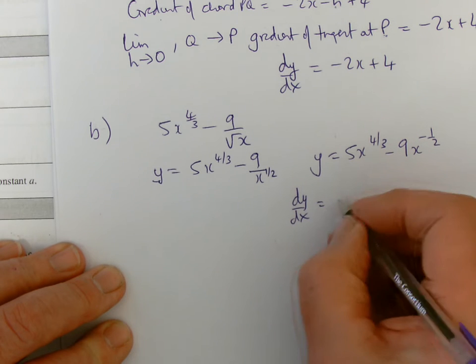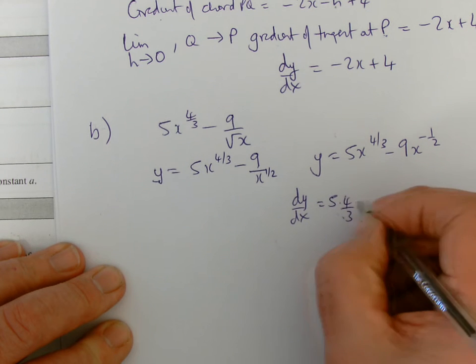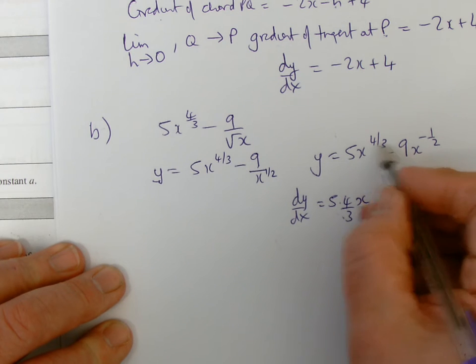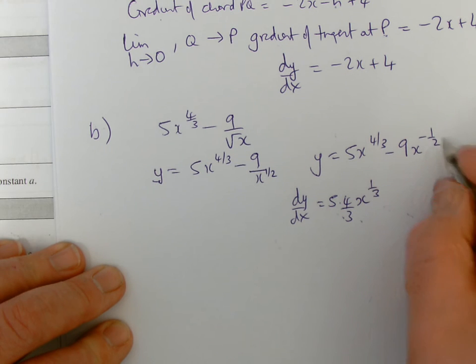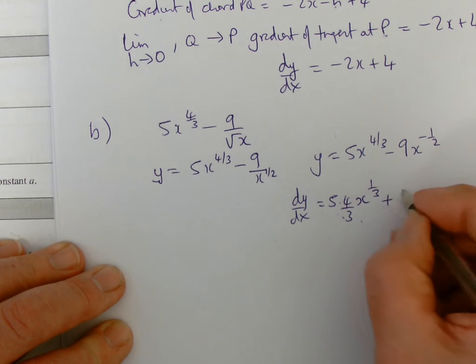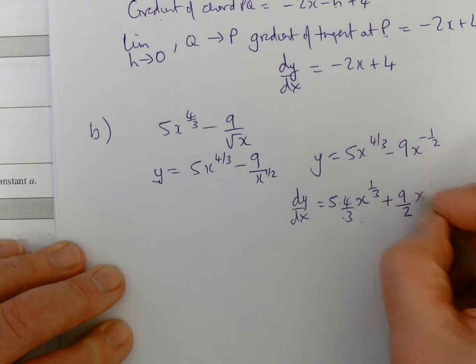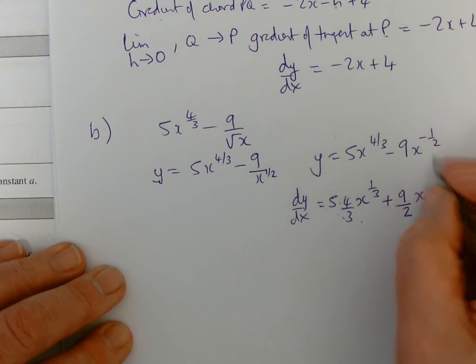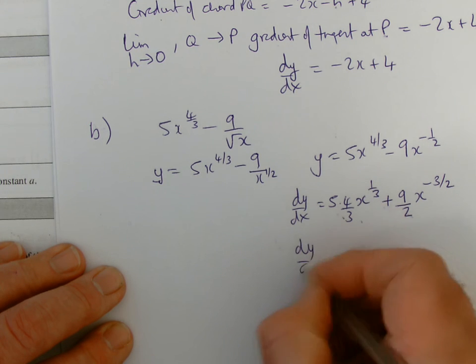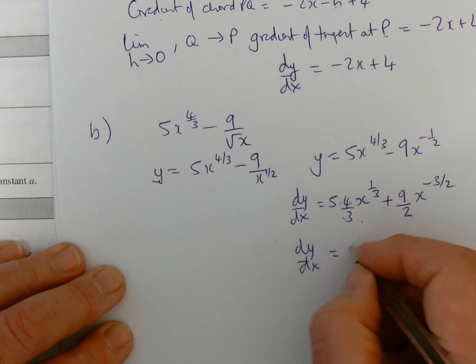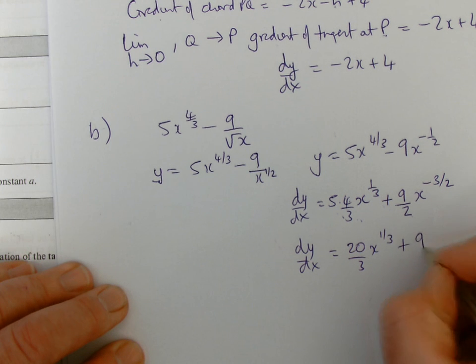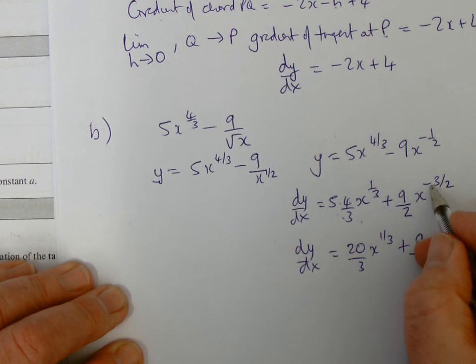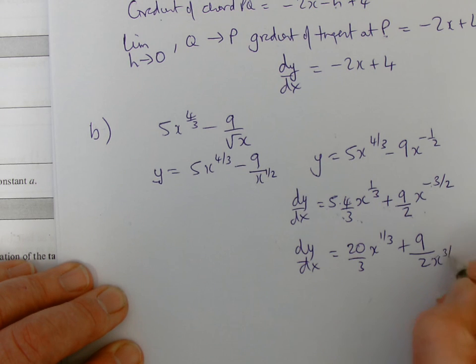So the 4/3 comes down, so that's 4 lots of 4/3 x to the power of, take 1 away from 4/3, so that's 3/3, 4/3 take away 3/3 is 1/3. Then bring the minus half down, so that's plus 9 halves x to the power of, take 1 away from a half: minus 1 half minus a whole 1 is minus 3 halves. So that'll be 20 over 3 x to 1/3, and then it's plus 9 over 2, and a negative power comes back underneath as a positive power.